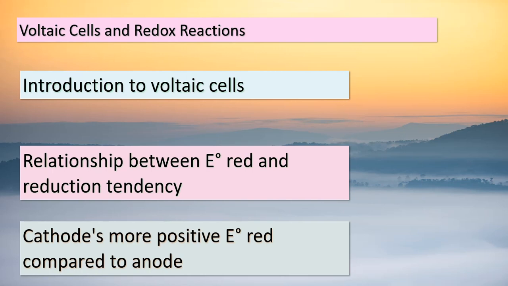Now, let's take a closer look at the correlation between the standard reduction potentials, often denoted as E°, and the tendency for reduction. In a voltaic cell operating under standard conditions, the E° value at the cathode is remarkably more positive compared to the E° value at the anode. This difference sets the stage for spontaneous electron flow through the external circuit.